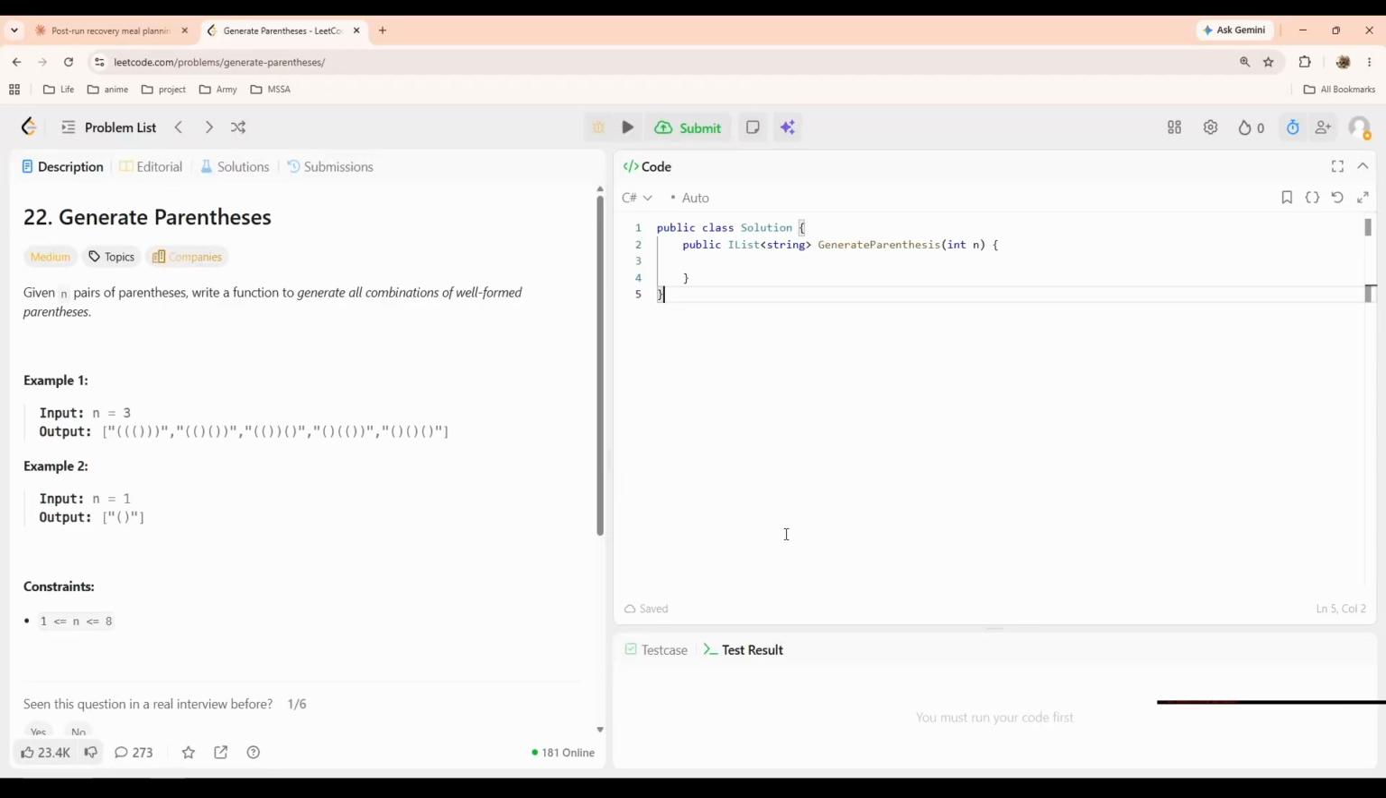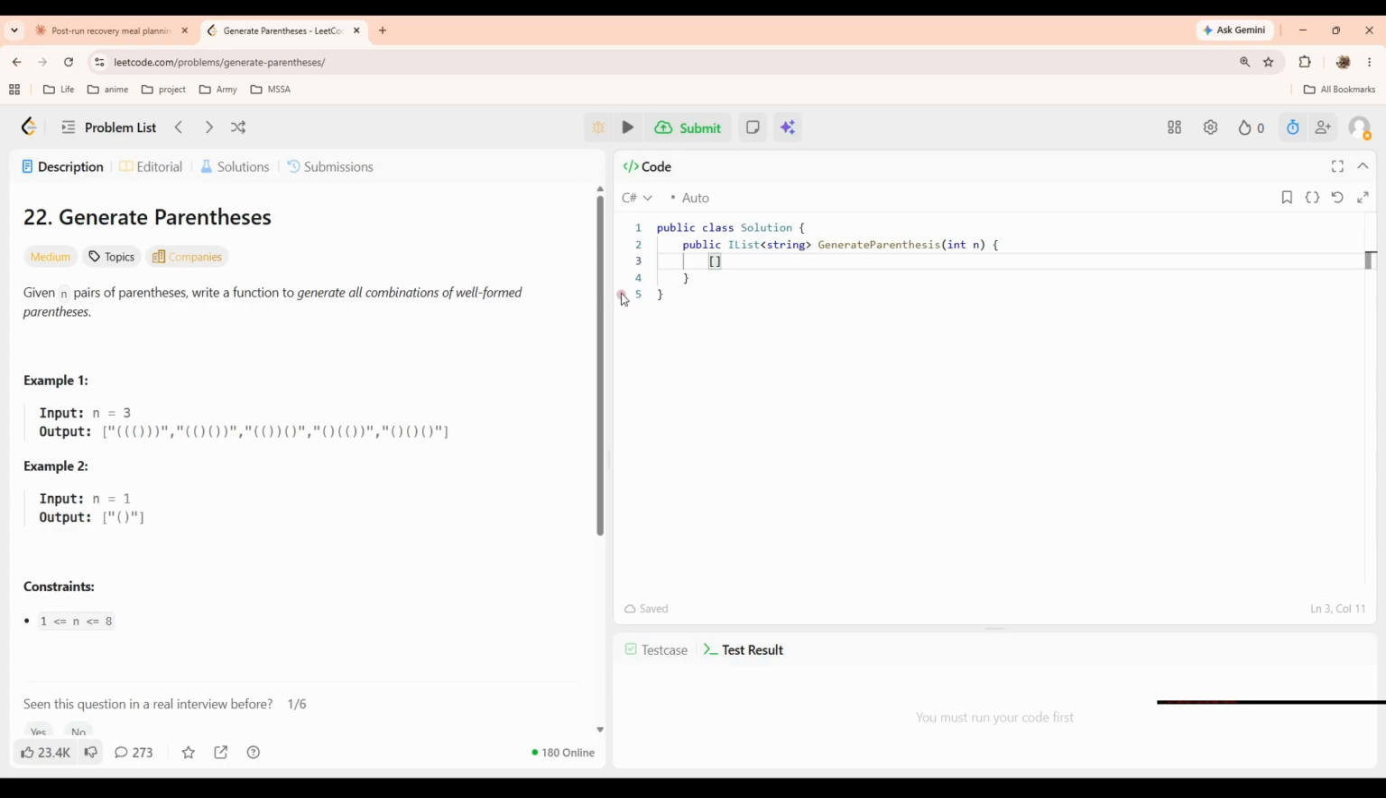Number 22, generate parentheses. Given n pairs of parentheses, write a function to generate all combinations of well-formed parentheses. I guess a question that I could ask might be, is it always these parentheses? As in, all the other ones are called something else, like brackets or angle brackets. So only these are considered parentheses. And is it always going to have complete pairs?